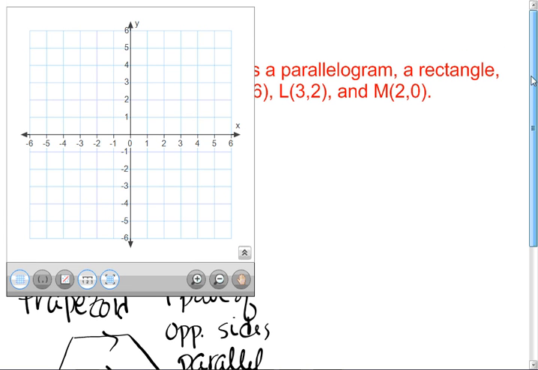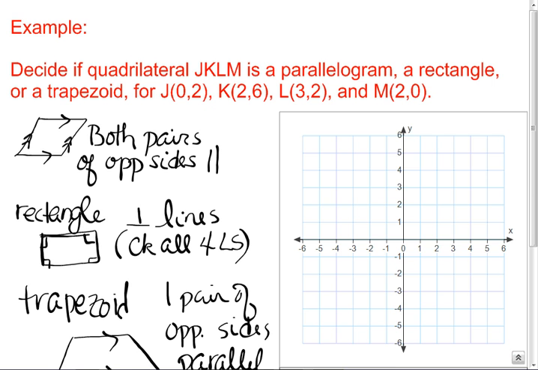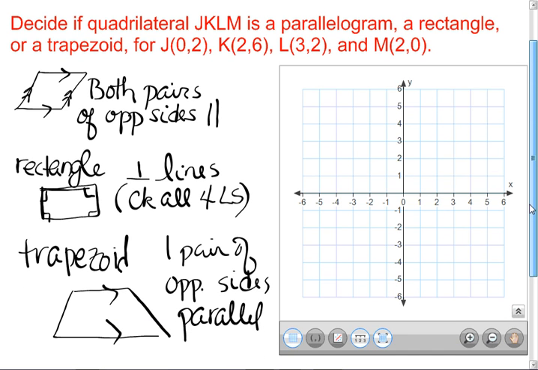Can't you just go to that, like, that gel? Isn't that a lot here? Might be, but that's not what we're doing. We're applying our slopes. Okay, so J is 0, 2. K is 2, 6.